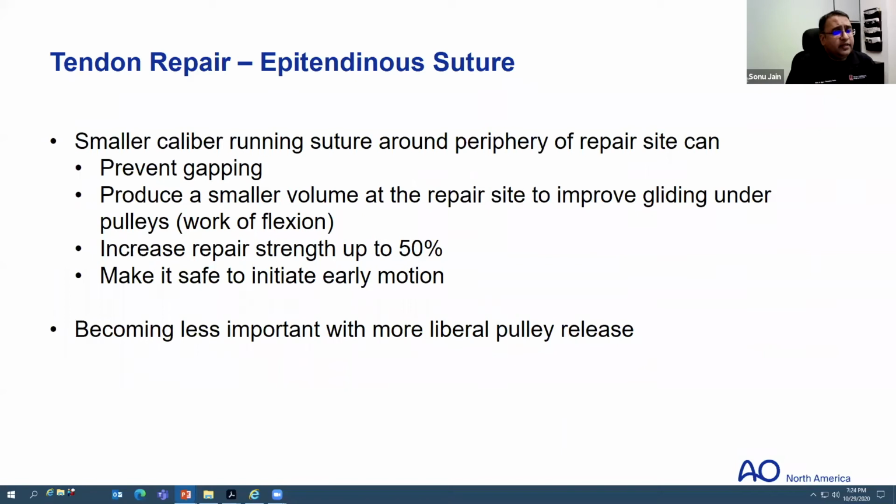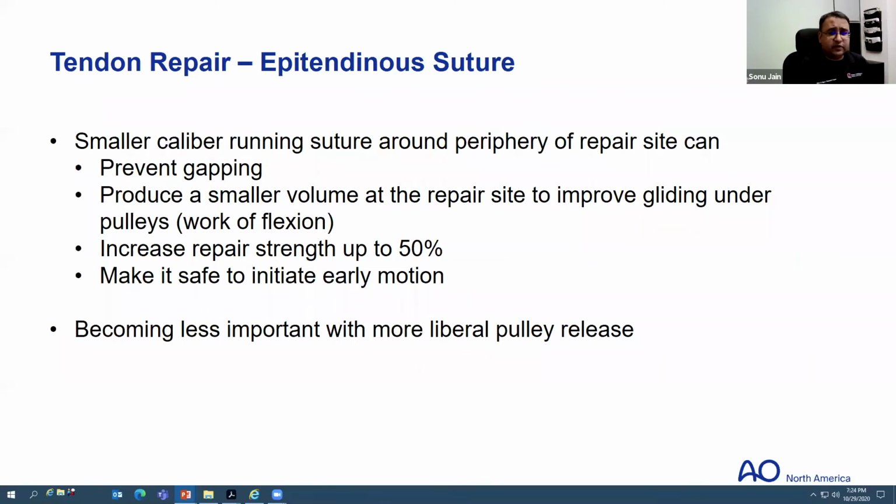So the other portion of your repair is going to be the epitenon suture, right? You want to have the small caliber suture running around the periphery of your repair site. It does a bunch of things. It prevents gapping. It helps make your bulky repair smaller by tightening up a little bit, improving the gliding, so all the fibers that are herniating out of your repair are smoothed out. It also increases your repair strength.